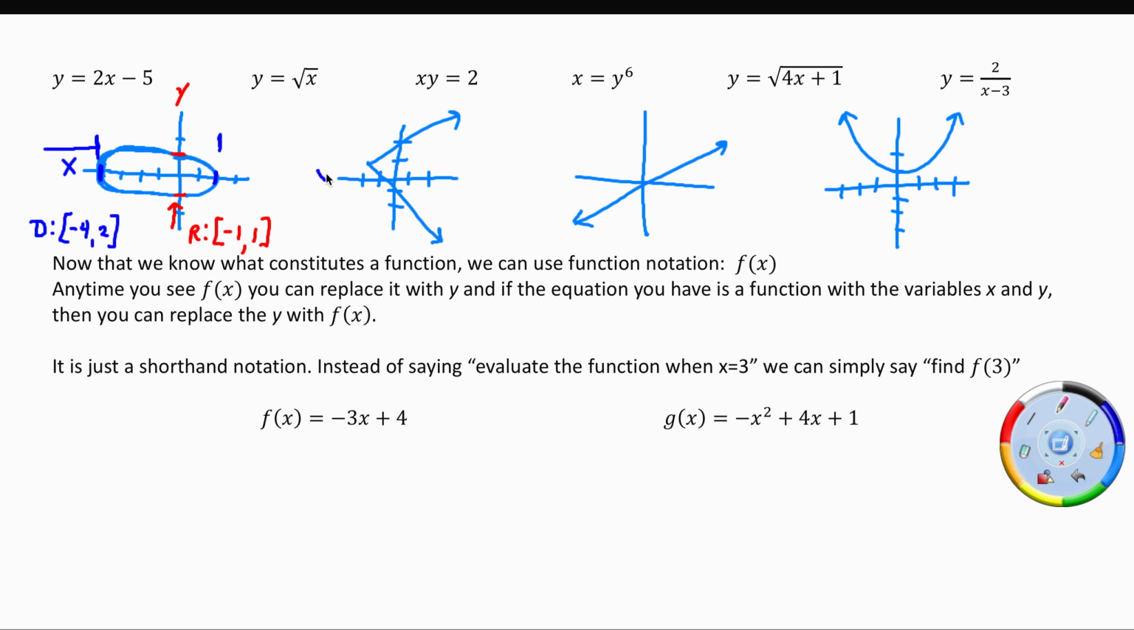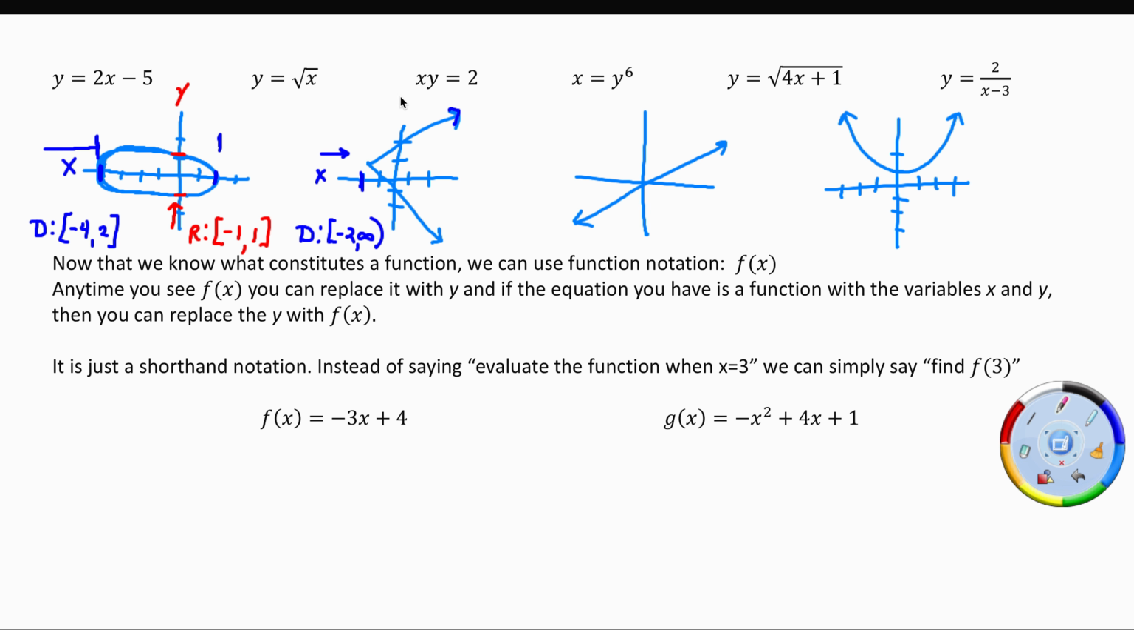On this one, my domain, my x values, if I think about going in this direction, there's no graph, no graph, no graph until I get to when x is -2. And as I follow it, the last thing I see on this graph is an arrow. Arrows indicate that it's going forever. It's not only going up forever, it's going right forever also. So the domain for this one is -2 to infinity.